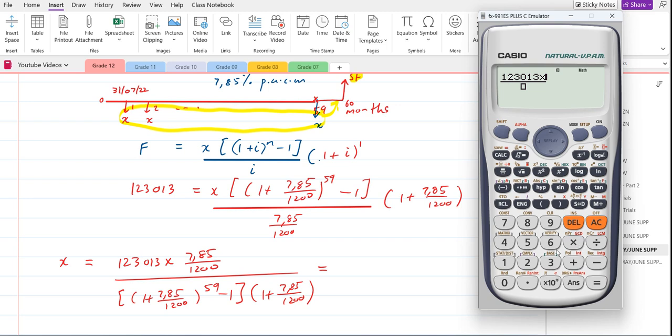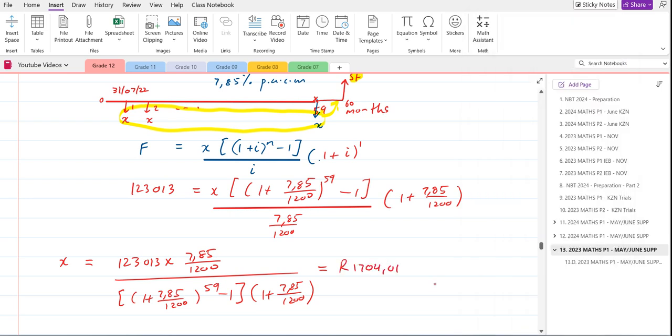123,013 times 7.85 over 1200 divided by 1 plus, make sure you put double brackets, 7.85 over 1200 to the power of 59, right, minus 1, right, close bracket, and then a factor 1 plus 7.85 over 1200, right? So see what answer we get. We're getting 1704,01.